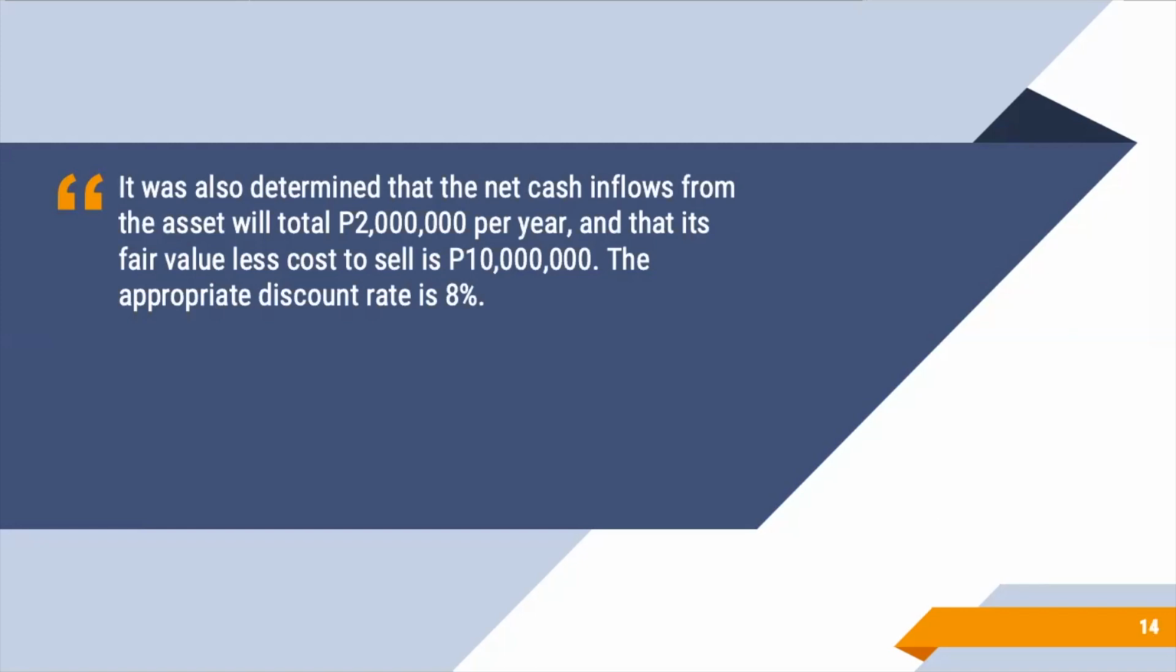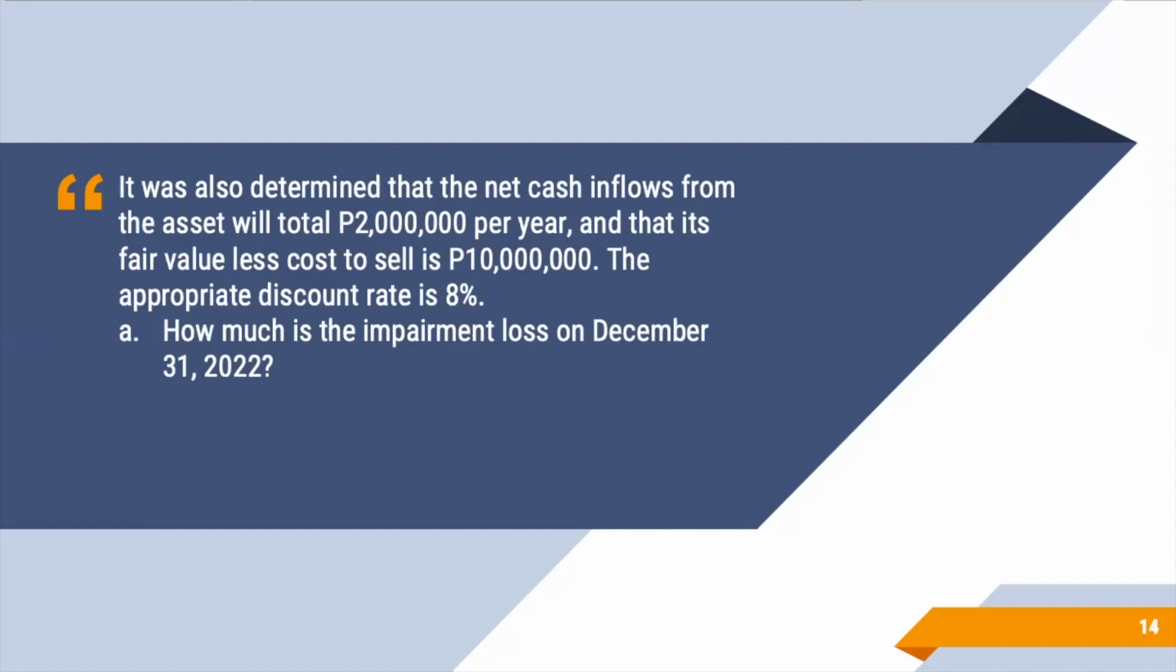It was also determined that the net cash inflows from the asset will total 2 million per year and that its fair value less cost to sell is 10 million pesos. The appropriate discount rate is 8%. First question is how much is the impairment loss for December 31, 2022? And the second question is how much is the depreciation expense in 2023?